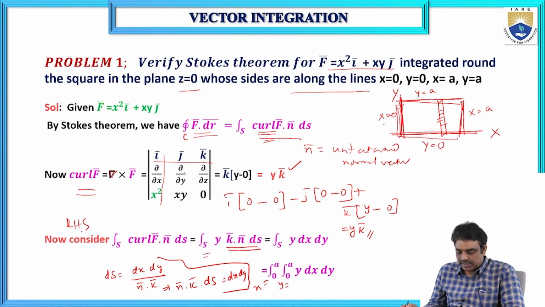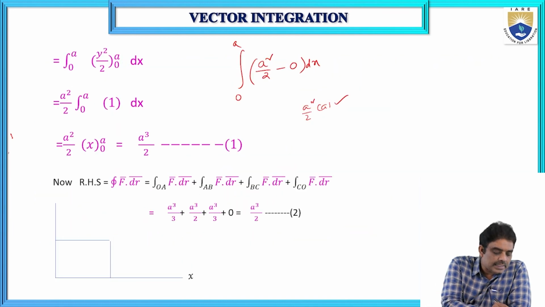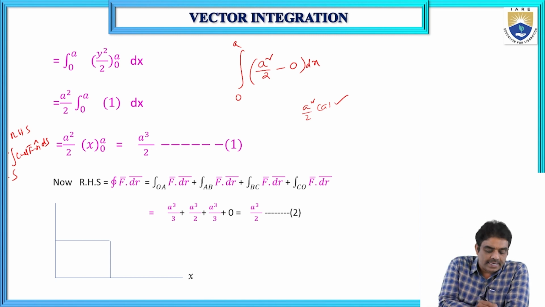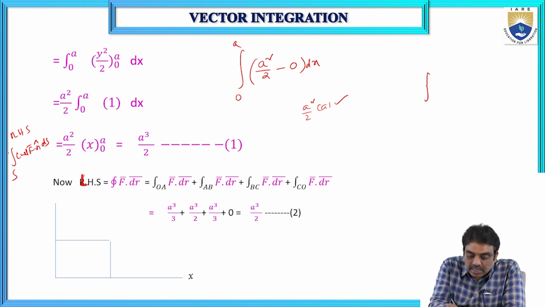Now we are going to consider the left hand side in the next case. So what is RHS here? RHS is integral curl f bar dot n cap into ds. That is already calculated. It is a cube by 2. Now I am considering LHS. What is LHS? Integral over the closed curve C f bar dot dr bar.